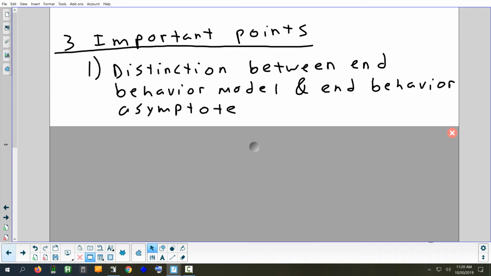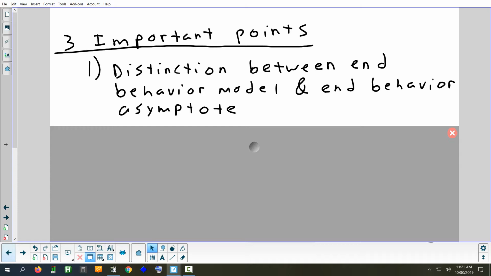There's a difference between an EBM and an EBA. They're not the same thing. EBM is easy to find. You just take the highest degree term in the top and divide by the highest degree term in the bottom. EBM is what we did yesterday. EBA is harder to find, what we just did, because you have to do synthetic division. We didn't have to do synthetic division yesterday. Today we do. Or even long division, if you don't like synthetic. So there's a difference between how you find an EBM and how you find an EBA.